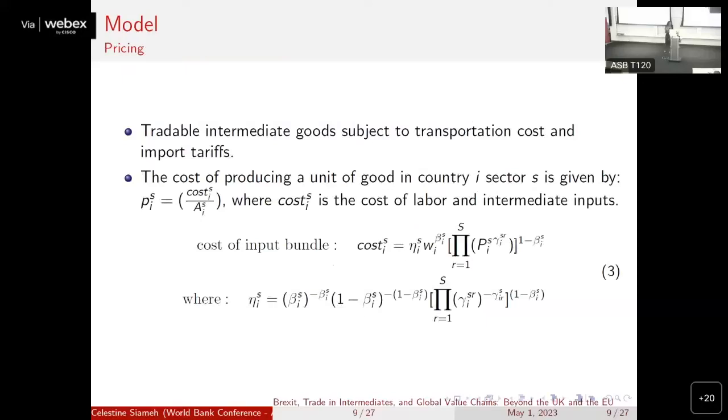So this is the pricing in my model. I have the cost of producing, because I'm looking at intermediate input and labor demand. The cost of the input bundle is a combination of the wages and the prices, that is, the price index of the composite intermediate input. And the price of a good will be the cost of that product divided by the technology of that country.